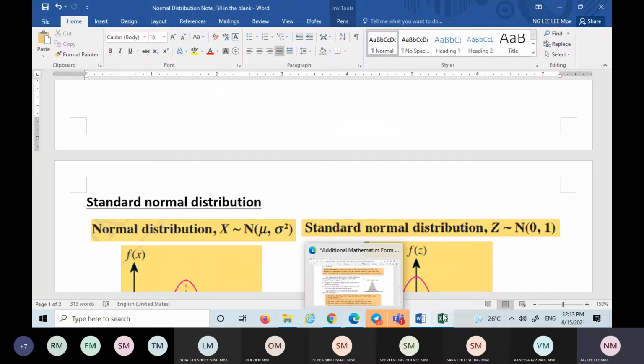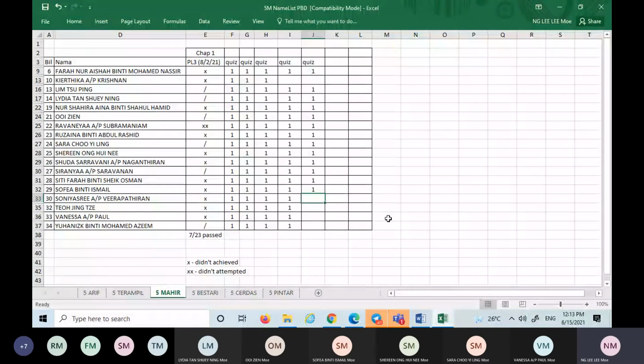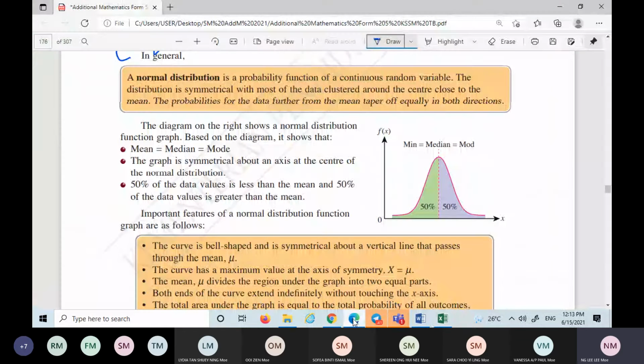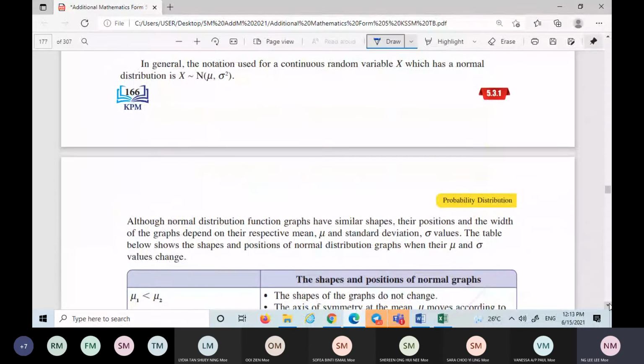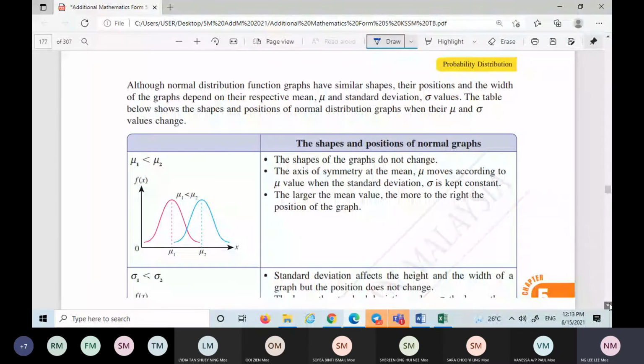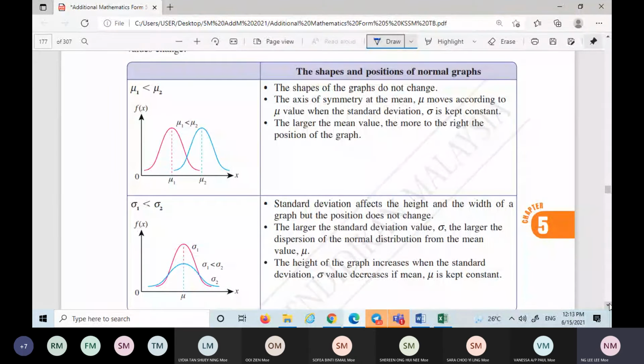Okay, we come back to the textbook. Before that, Sonia Sri, I give you 1 mark. Xingzi, I give you 1 mark. Okay, we come back to the textbook. So this part actually we are done now. Next we come to see this. Look at this too.